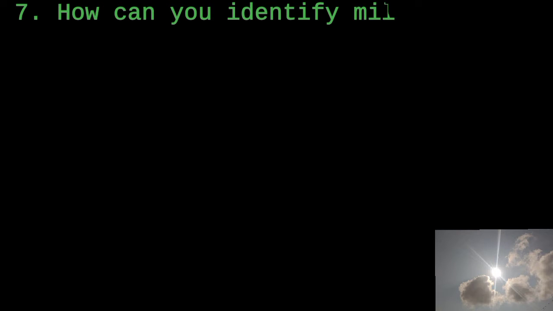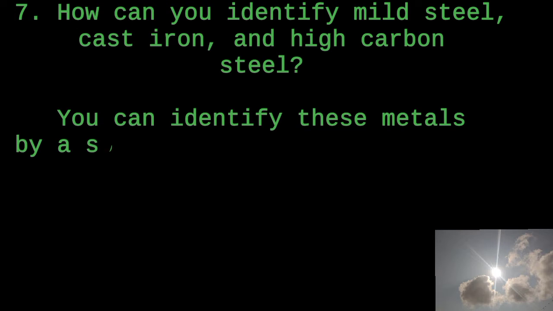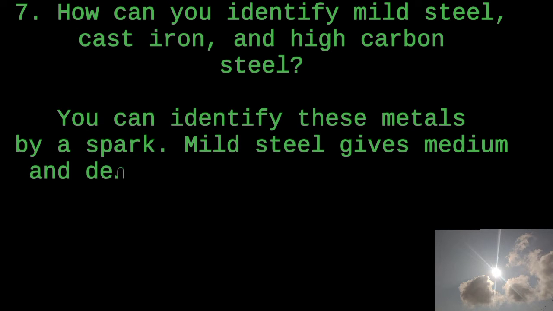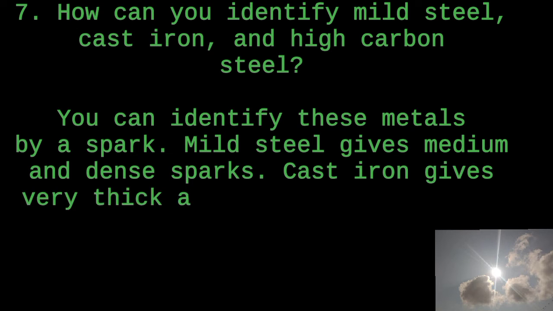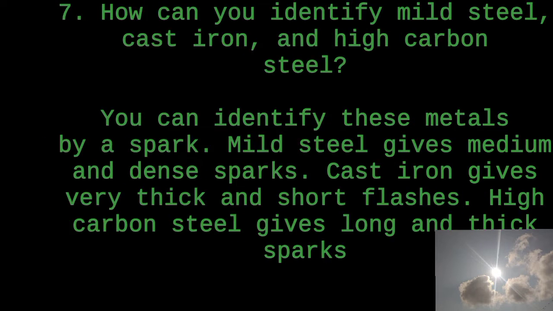7. How can you identify mild steel, cast iron, and high carbon steel? You can identify these metals by a spark. Mild steel gives medium and dense sparks. Cast iron gives very thick and short flashes. High carbon steel gives long and thick sparks.